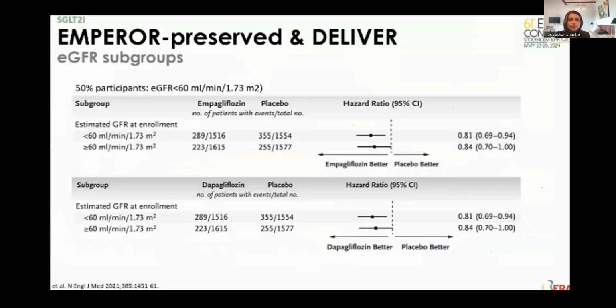So there is a subgroup analysis with lower eGFR that showed that the lower eGFR group also showed a significant reduction in cardiovascular deaths and hospitalization in the SGLT2 inhibitors treated group compared to placebo. So always class 1 recommendation that SGLT2 inhibitors are better for treatment of heart failure in both lower eGFR as well as normal eGFR group.